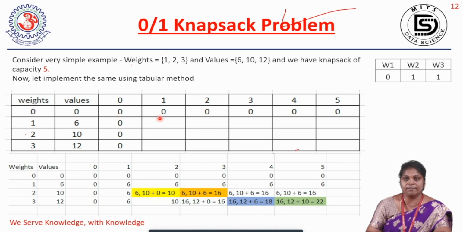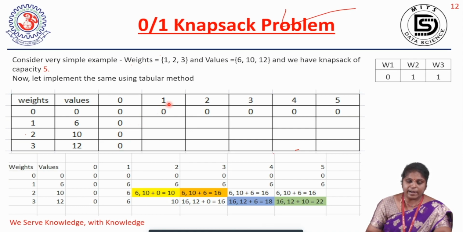We don't have any items. If we don't have items, we cannot keep them inside any of the bags. Here the column indicates the bag size. For example, 0 means we don't have a bag. If we don't have a bag, we can't keep any items. So this complete column is filled with zeros.